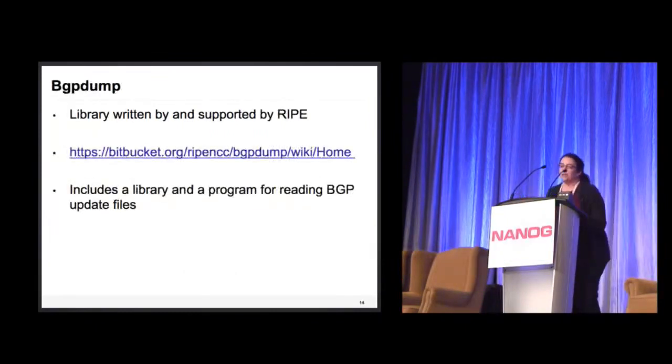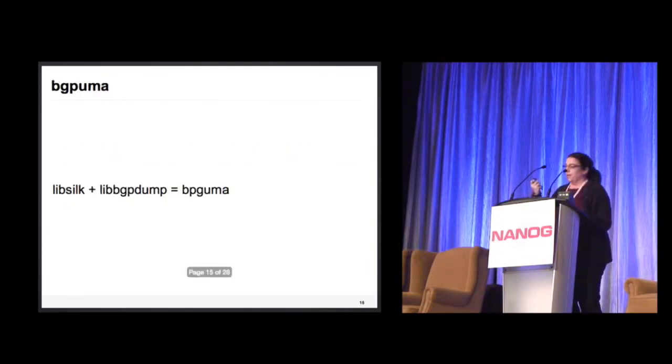So BGPdump is a library written by and supported by RIPE. It includes a library and a program for managing the BGP update files, MRT, Zebra updates. And so BGPuma is basically the child of the two of them. I took libsilk, I took BGPdump, I put a little C++ in the middle, and I got BGPuma. And if you want to ask me why I did C++, I'll tell you, I'm lazy. That's my former sysadmin years talking.